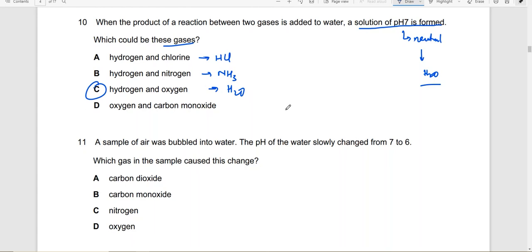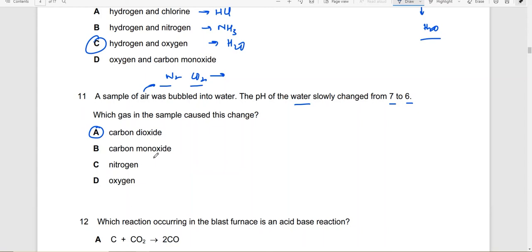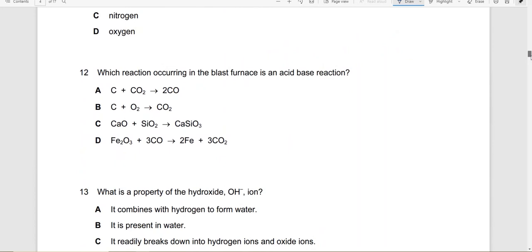A sample of air was bubbled into water. The pH of the water slowly changed from 7 to 6. So its pH shifted from a neutral spectrum to the acidic spectrum, which means that something acidic actually entered into water. And air has nitrogen, carbon dioxide. Carbon dioxide is a non-metal oxide and it's an acidic oxide. So answer would be carbon dioxide. Carbon monoxide is also a non-metal oxide, but it is not present in air. It's not a natural component of air. Which reaction occurring in that is from another chapter.